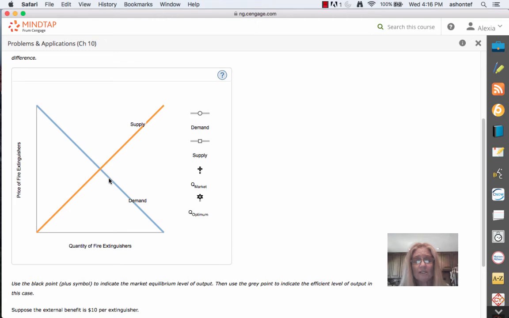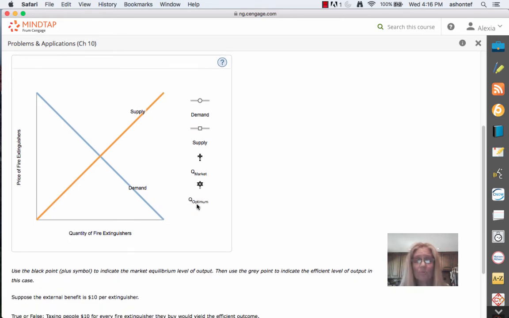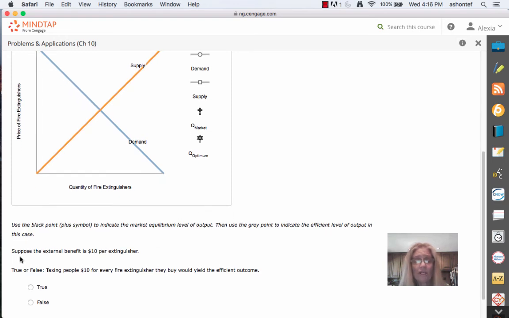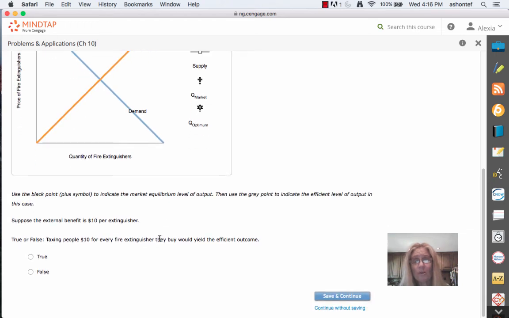So the question here is if fire extinguishers are positive externalities or a benefit to others as well as yourself, what's that going to do to the demand curve? And then you're asked here, suppose the external benefit is $10 per extinguisher. So people are benefiting $10 for every extinguisher. Then you're asked, would taxing people $10 for these extinguishers be a good outcome? So think about that. If we have benefits to society, are we really wanting to tax them or are we wanting to subsidize them? So think about that when answering this question.